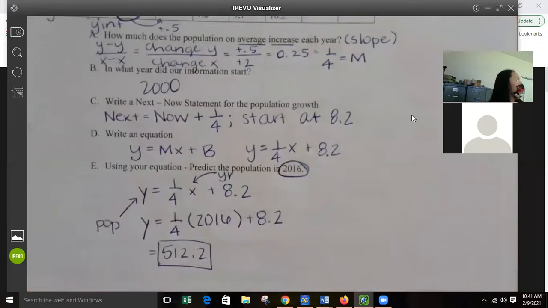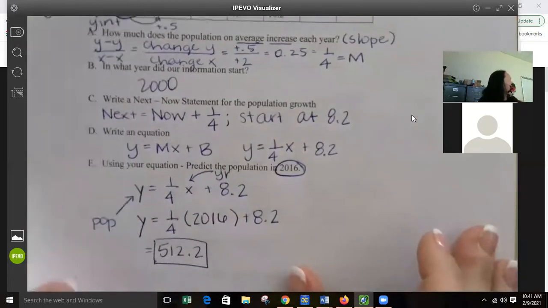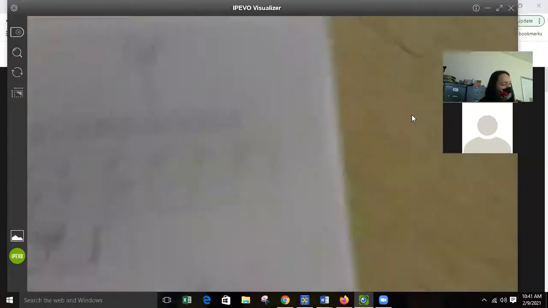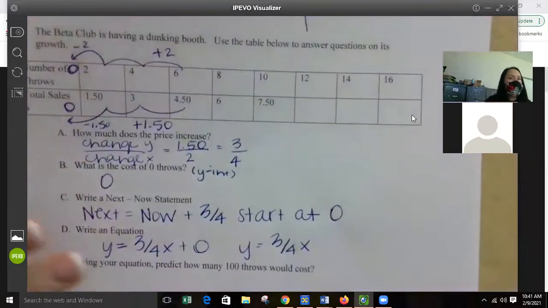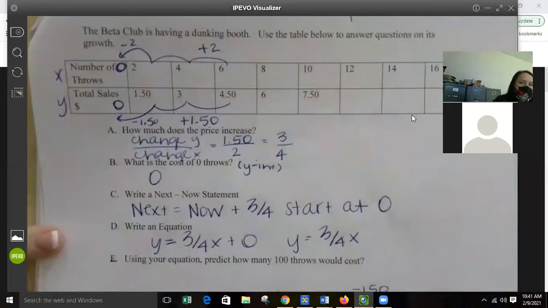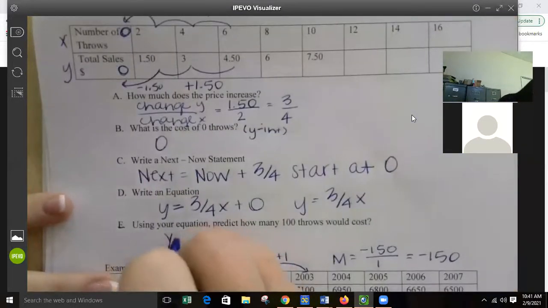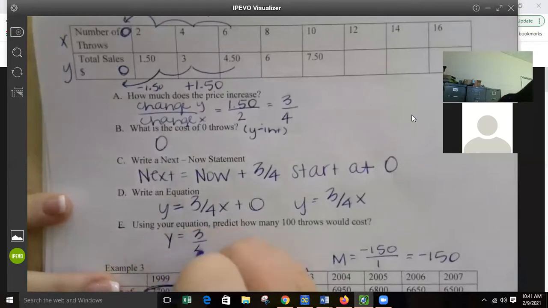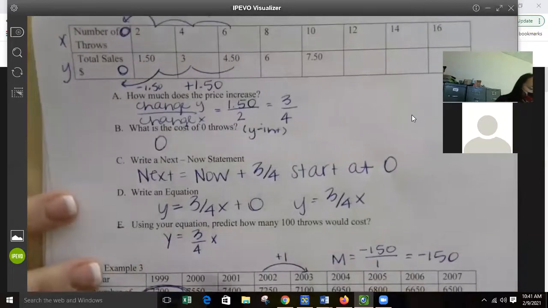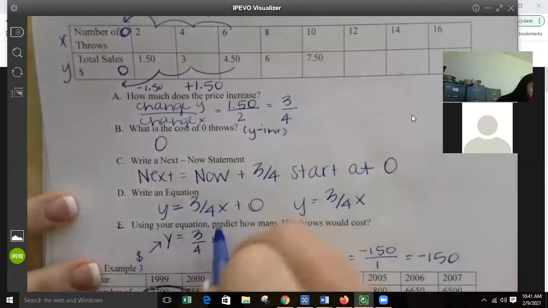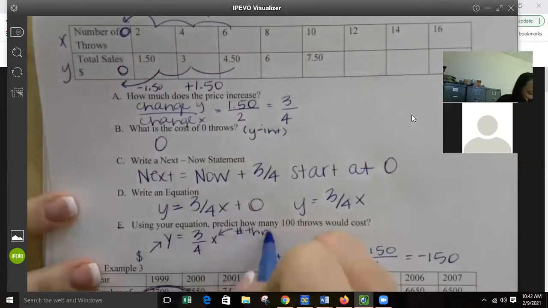Okay, we're gonna go to the next chart and predict it. Everybody got this one? You're okay? All right, so the next chart talked about the beta club. Our equation was y equals 3/4 x. You can put the plus zero if you want to, it doesn't matter. Y was the total sales or the money. X was the number of throws.